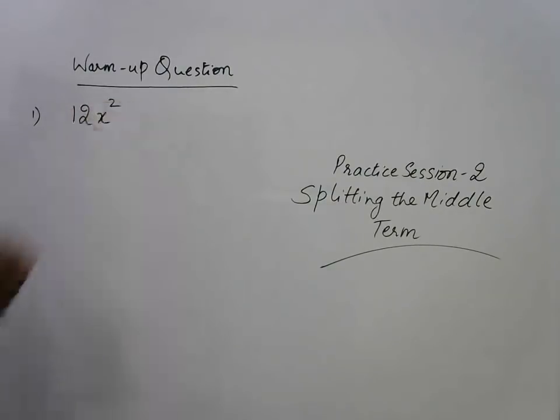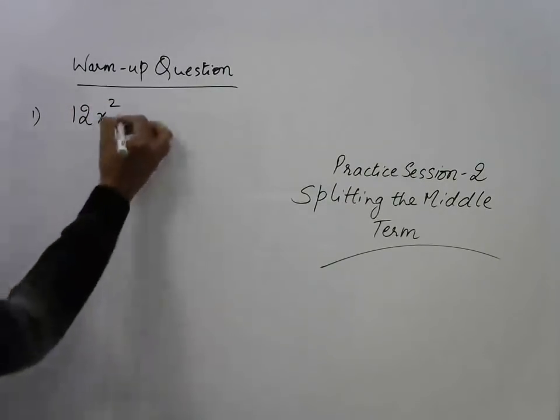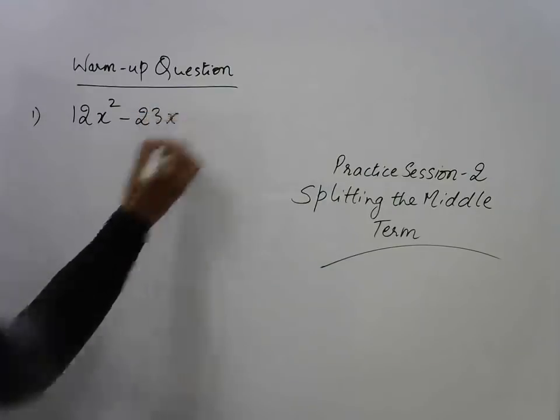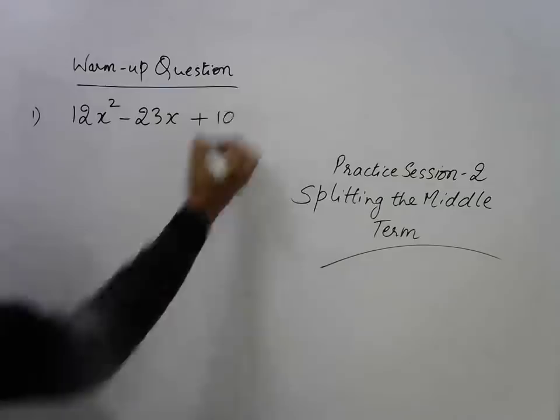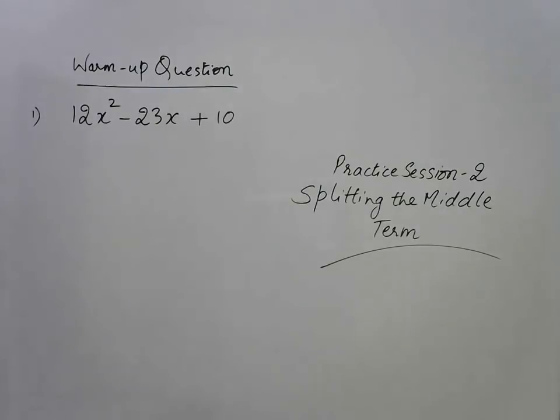12x squared minus 23x plus 10. Okay, let's see this one. 12x squared minus 23x plus 10. I'm sure a lot of people who saw the live stream yesterday will be answering this very, very quickly.